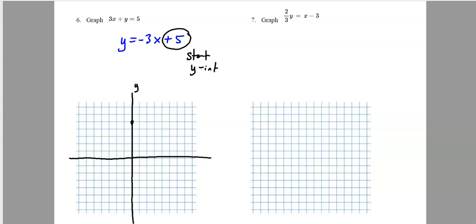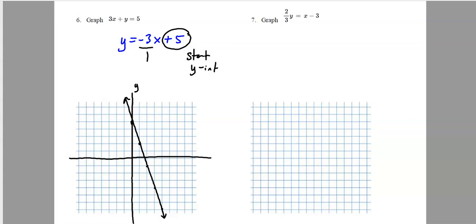And then negative 3, well, that's kind of like negative 3 over 1. We're going to go down 3, right 1, down 3, right 1, down 3, right 1. And there we go. Slope-intercept is really nice for graphing.